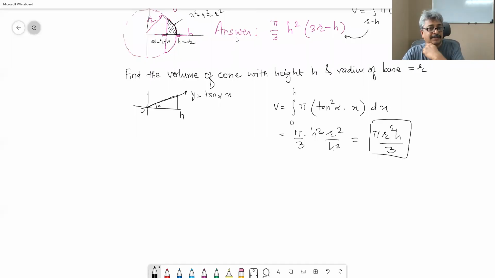Setup should be like this. Some slope, r upon h is your slope, into x. Y is equal to r upon h into x. If you integrate, you will get this answer.